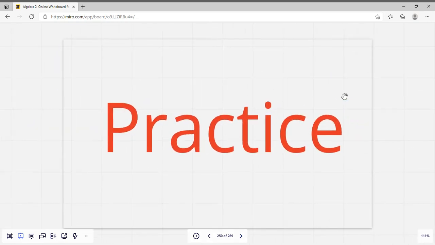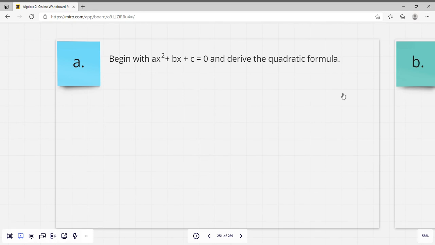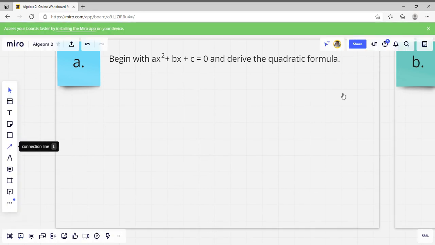All right, there's 2 practice problems for you to work. Go ahead and pause the video. Okay, so A says begin with ax squared plus bx plus c equals 0 and derive the quadratic formula. So we're going to work through that again.